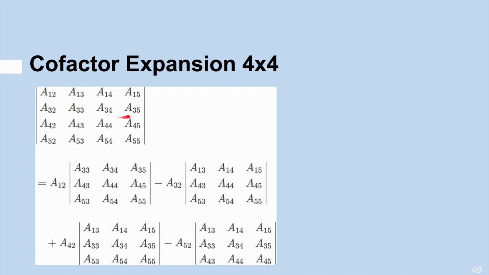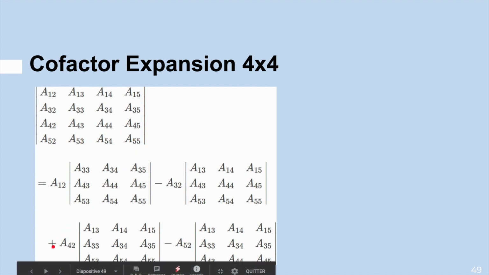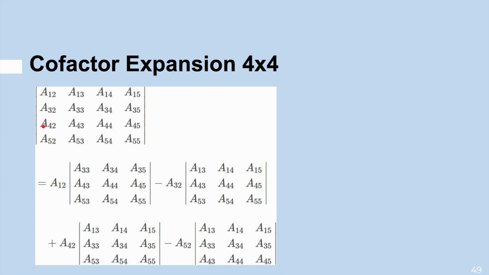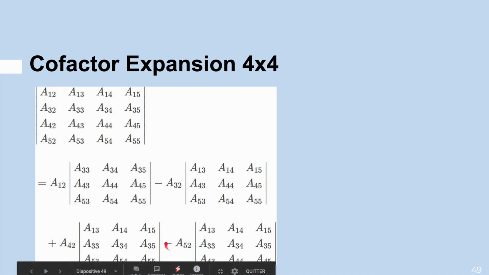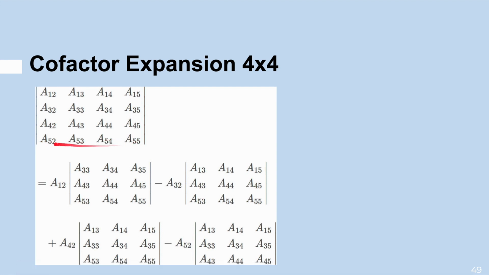We cross out its entire row and its entire column, and we're left with a 3 by 3 matrix again, just with different numbers. Now we add A42 times whatever is not crossed out, so cross out this row, cross out this column. Then we have A13, A14, A15, this row as well, and this, so it's written down here. Now again, we subtract A52 multiplied by whatever is not crossed out, so what's not in this row and what's not in this column. So this 3 by 3 matrix here.